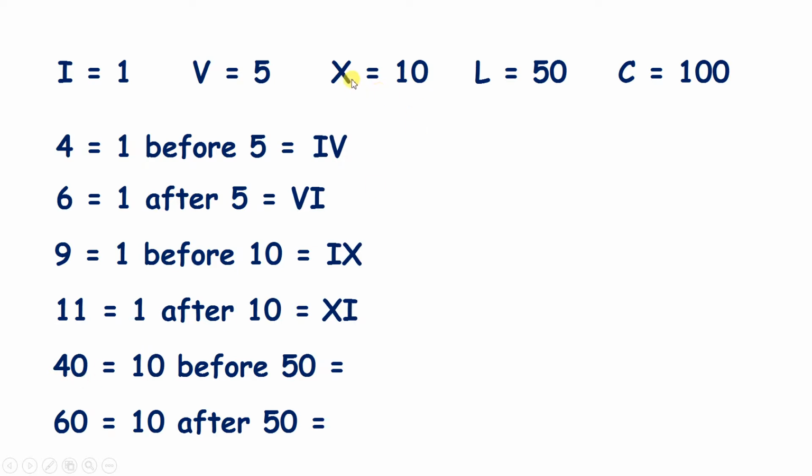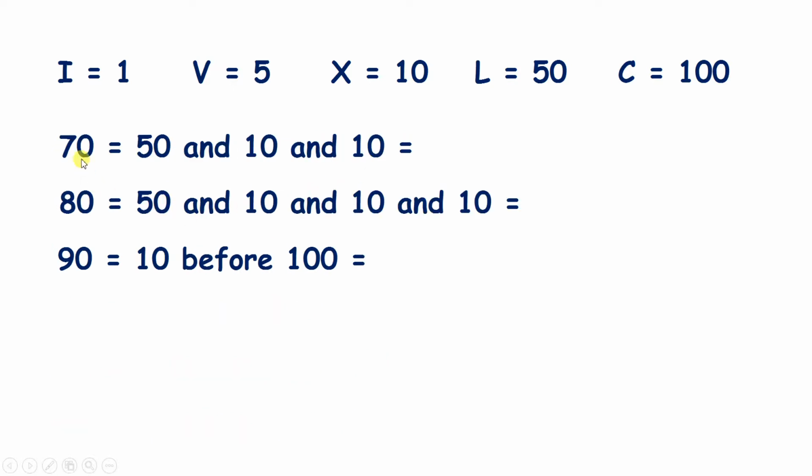40 they thought of as 10 before 50, so they wrote XL. And 60 is 10 after 50, so they wrote LX. For 70, 70 is 50 and 2 tens, so they wrote LXX. 80 is 50 and 3 tens, so they wrote LXXX. And 90, rather than writing L and 4 X's, they thought of 90 as being 10 before 100, so they wrote X before C.